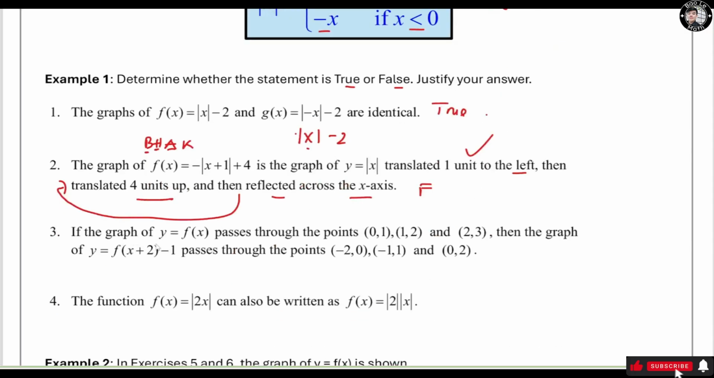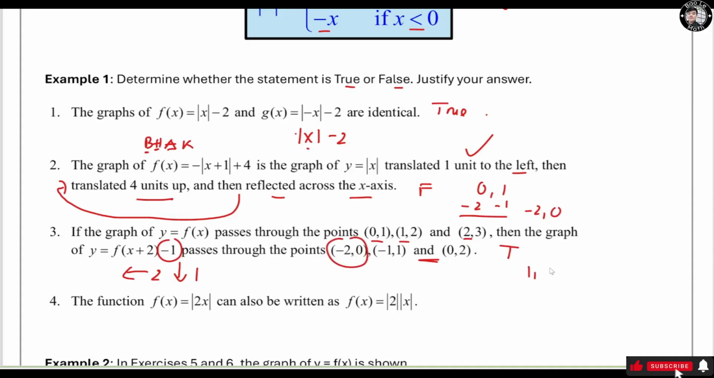Question 3. If the graph of y equals f of s passes through the points (0, 1), (1, 2), and (2, 3), then the graph of y equals f of s plus 2, minus 1 passes through this point. This is true. Why? Look at this one, s minus h, which means you move to the left 2 units, and you move down 1 unit. So you have (0, 1) right here. You move to the left, which means you subtract 2. You move down 1, which means you subtract 1, right? So it would be (-2, 0), right here.